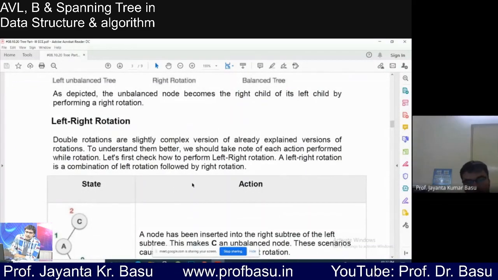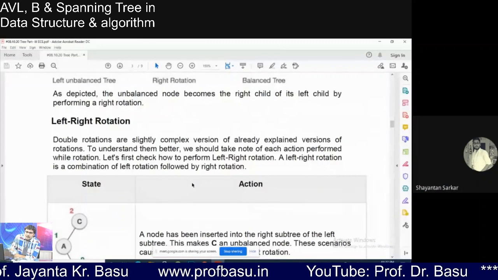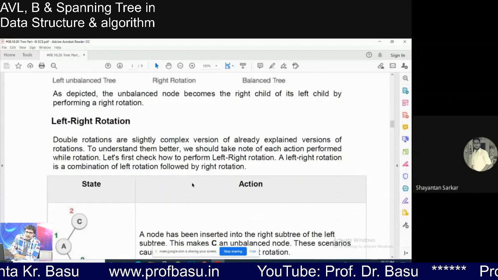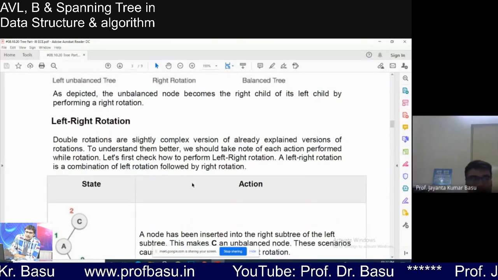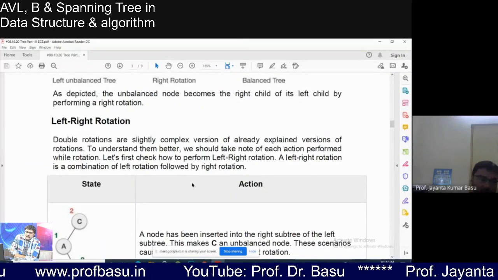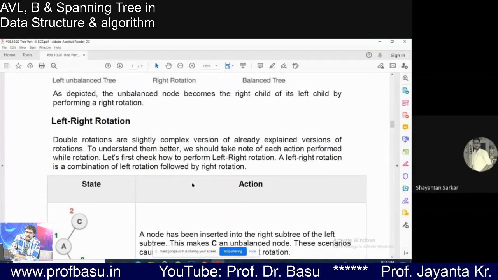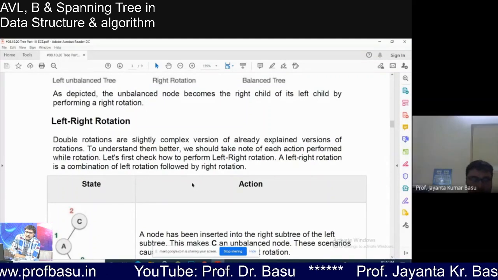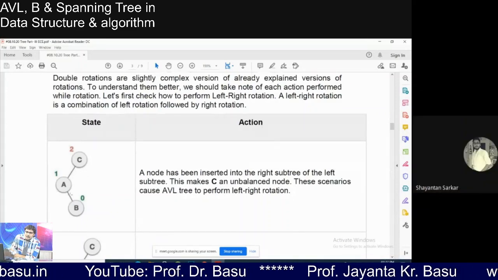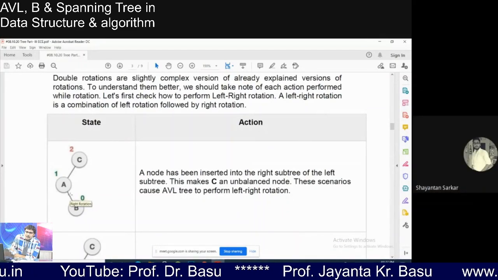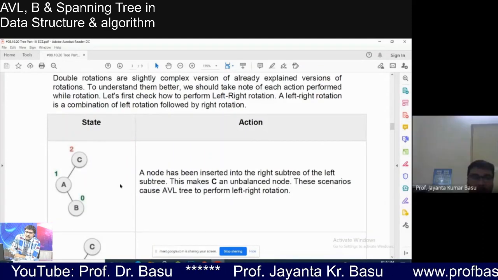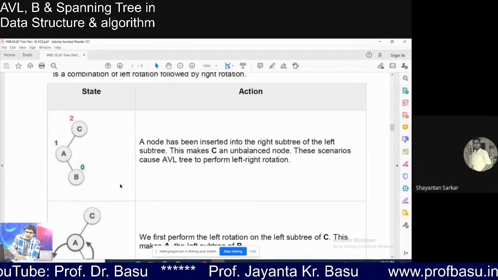Sir, one thing. The balance factor can be from -1 to +1. So which type of subtree will have that -1? Sir, you said that it will be from -1 to +1 for a balanced tree. Then which part of that tree will have that -1?